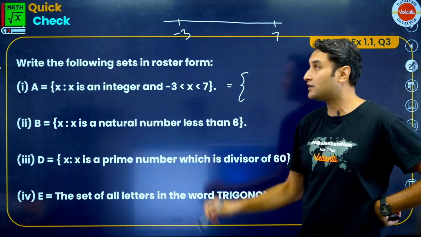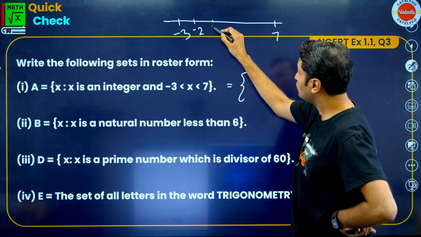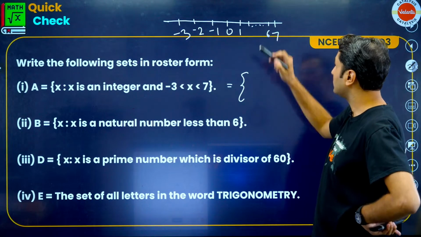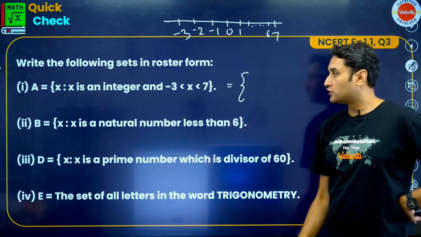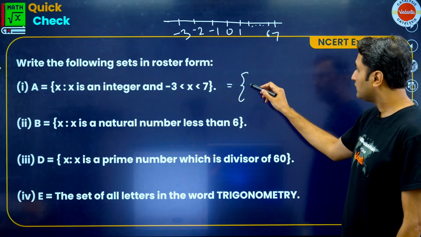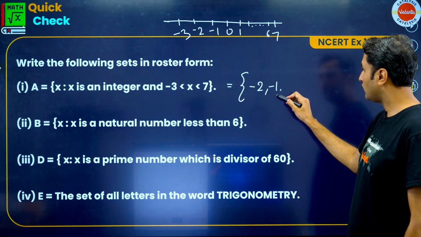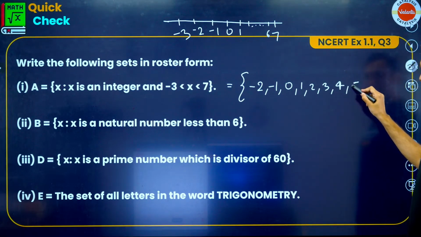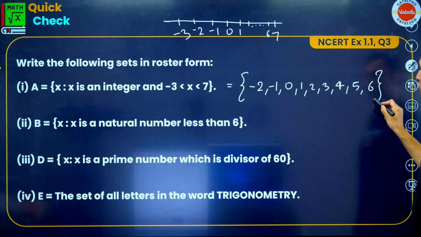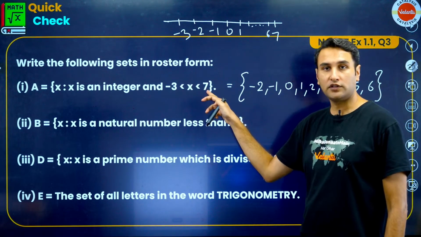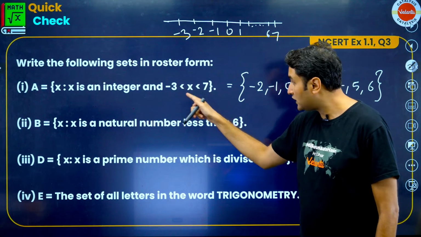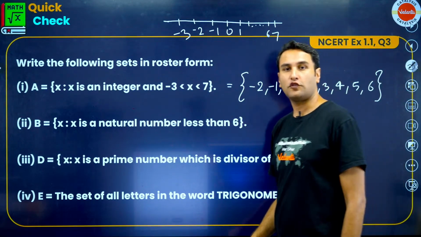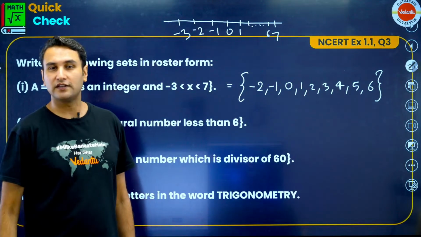What are the integers in between -3 and 7? -2, -1, 0, 1, till 6. Agree? So what are the integers in between? -2, -1, 0, 1, 2, 3, 4, 5, 6. Should I include -3 and 7? No, because there is no equal to sign here. Got it? So this is the set of all integers which lie between -3 and 7.